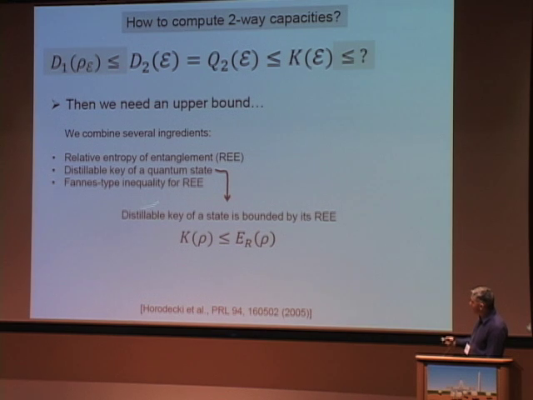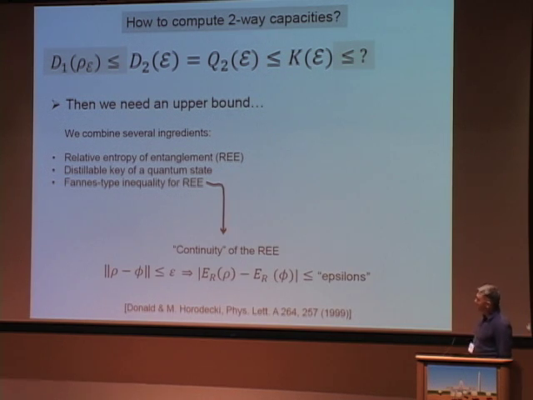Then we have another result that we can use. The distillable key of a state is bounded by its relative entropy of entanglement. So this provides a good upper bound for the distillable key of a state. Now, what is the distillable key of a state? I have a state and take n copies of it. So Alice and Bob have n copies. They apply a protocol to distill secret bits, similar to what happens with entanglement distillation. And the maximum that they may achieve per copy is given by that quantity here, which satisfies the upper bound.